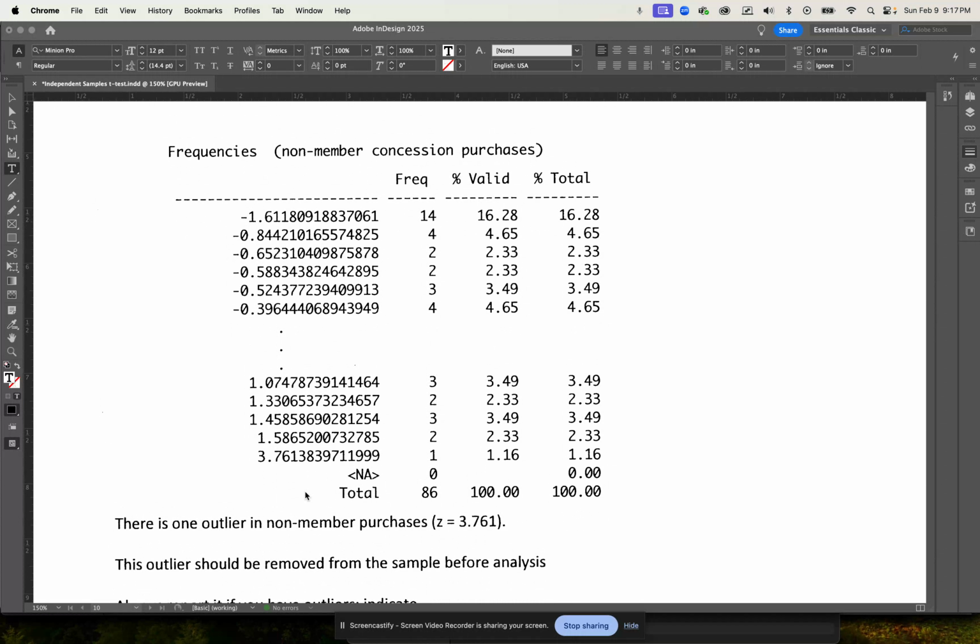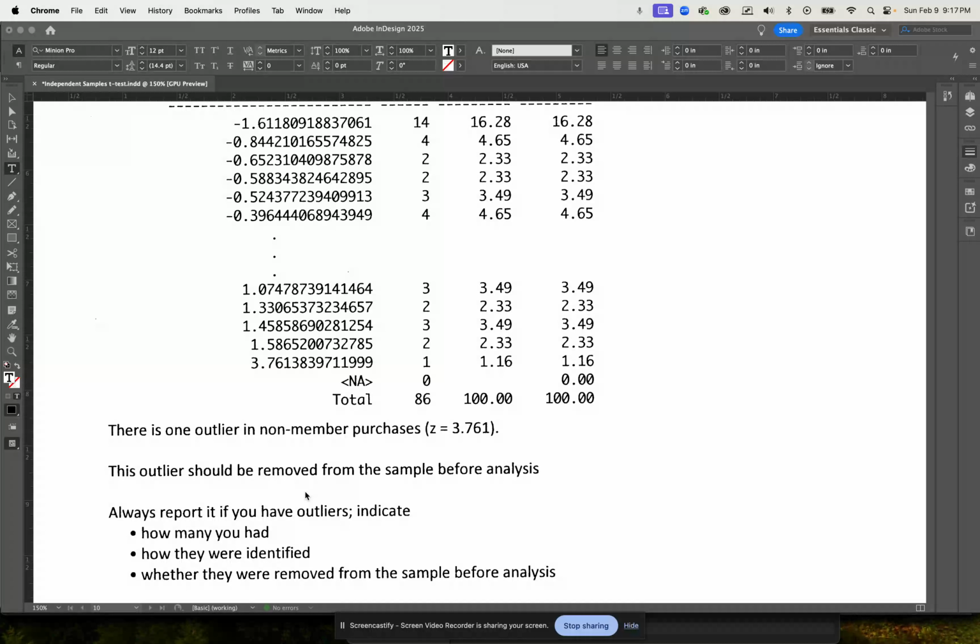And whenever you do something like this, part of your technical report should include information about what you did with outliers. So always report if you have outliers, how many you had, how they were identified, and whether you removed them. And in some cases, you might not remove it. So really, it's just a matter of reporting what you did with outliers. So let's say we removed it. So then now we're ready to continue with our analysis.